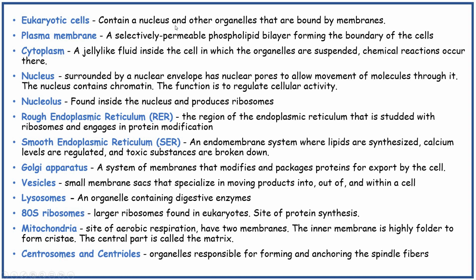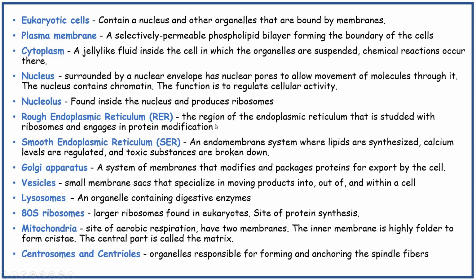So eukaryotic cells contain a nucleus and other organelles that are bound by membranes. The plasma membrane is a selectively permeable phospholipid bilayer forming the boundary of the cells. The cytoplasm is a jelly-like fluid inside the cell in which the organelles are suspended. Chemical reactions occur there. The nucleus is surrounded by a nuclear envelope and has nuclear pores to allow movement of molecules through it. The nucleus contains chromatin. The function is to regulate cellular activity. Nucleolus is found inside the nucleus and produces ribosomes.